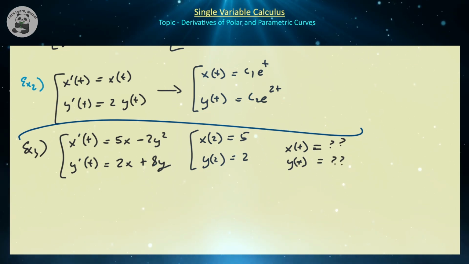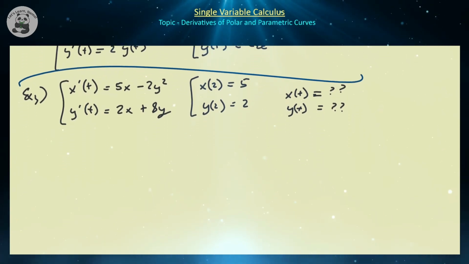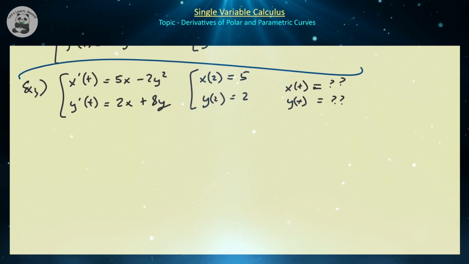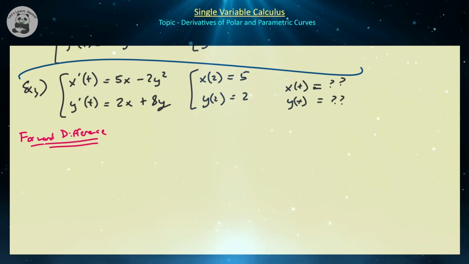Now, this problem is actually not that easy, generally speaking, for arbitrary functions of x and y for x', and arbitrary functions of x and y for y'. So if you don't know how to find these values, we can always use approximations such as forward, backward, and central differences to approximate these values, right? So let's bring back our forward difference approximations, because we can use these to our advantage.